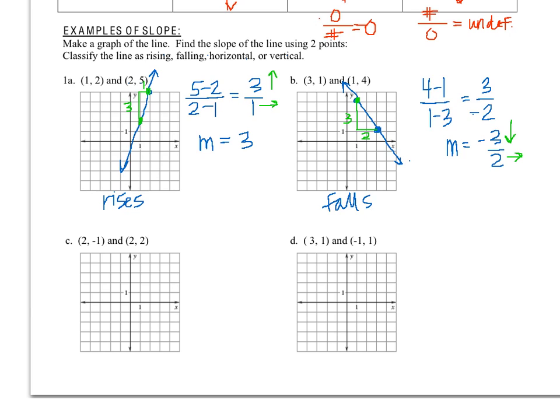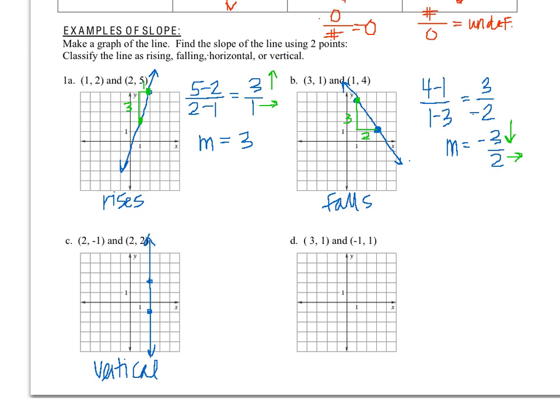Okay, let's try this again. The third one, C, I have (2, 1), (2, negative 1). Let me read my stuff. (2, negative 1) and (2, 2). And if you notice, this creates a vertical line. And for a vertical line, we want to talk about slope. Now, you should be able to look above and say a vertical line is undefined. I want to show you how you get that.